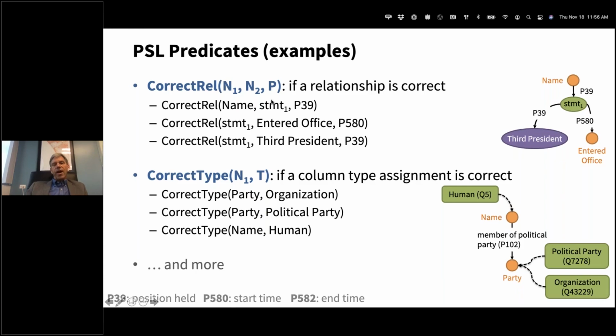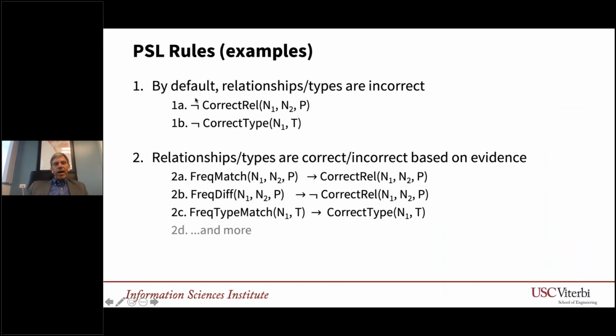This is just the representation, right? And then we have this set of types, where you say, okay, the correct type might be this one, or it might be this one, or it might be this one, right? And so you can see over on the right here, we have to decide which one of these are the correct relations and types. So that's just the set of predicates that we use in PSL. Then we have this set of rules.